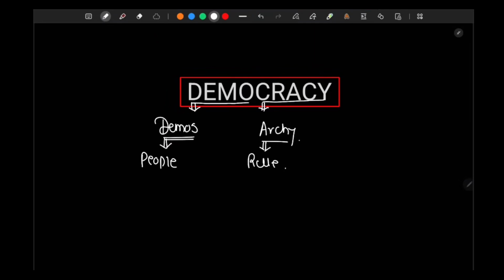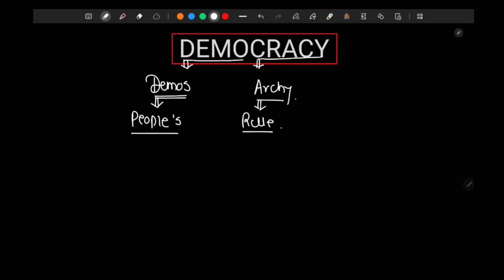In as basic terms as possible, democracy is basically a form of government. It is a form of government which gathers its source of power, its source of sovereignty, from people. And even in simpler terms, if I have to define democracy, I will define it as rule of people. As simple as that.